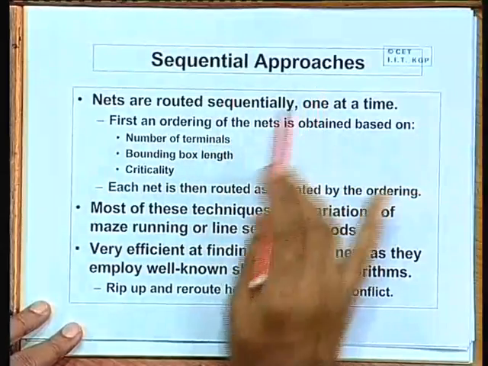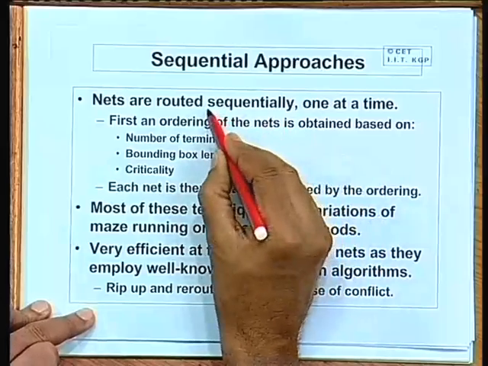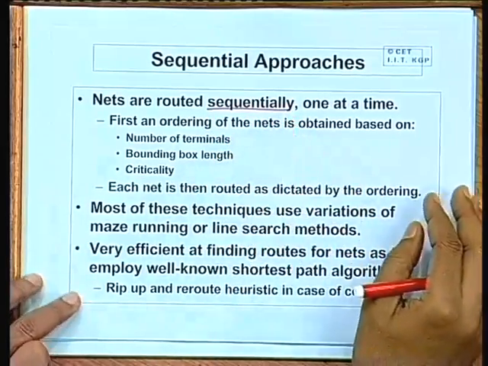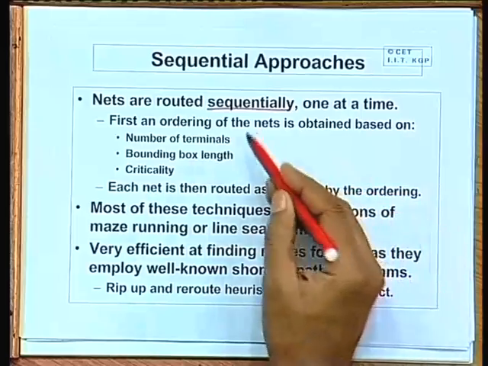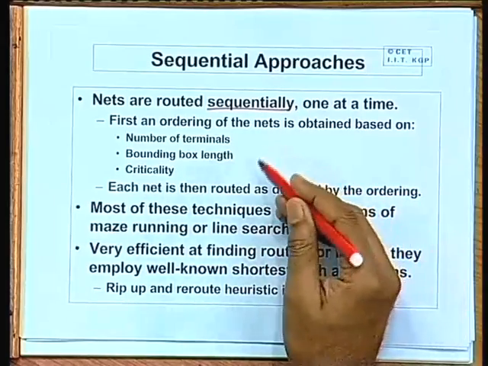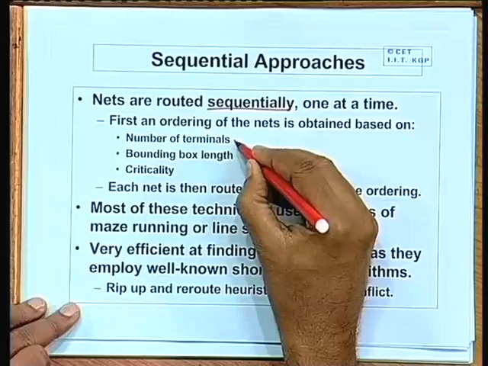So, most of the commercial routers follow some kind of sequential approach, that is why they take nets one at a time and route them sequentially. Some heuristic is used to determine this kind of ordering. Heuristics may be dependent on the number of terminals. The larger the number of terminals of a net, the more problematic it may be to route it, so better give it a higher priority. If a net connects 10 terminals, first route that, because later on you may see that routing that net may create a problem. So, number of terminals may be one issue.